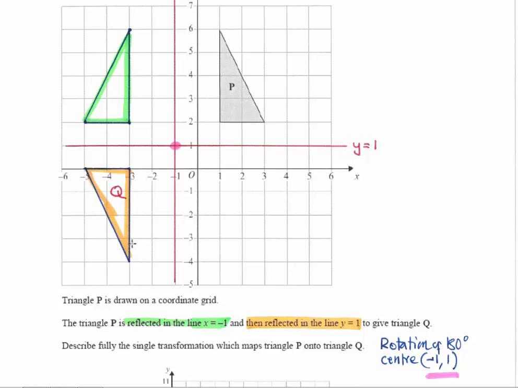So, what can we say? It's a rotation, there's a mark, of 180 degrees, center, minus 1, 1. Okay? So, rotation, okay, that's the transformation, rather, beg your pardon, of 180 degrees. That's how much you're rotating it by. And then the center. You need all 3 of these pieces of information to get the whole lot of the marks.